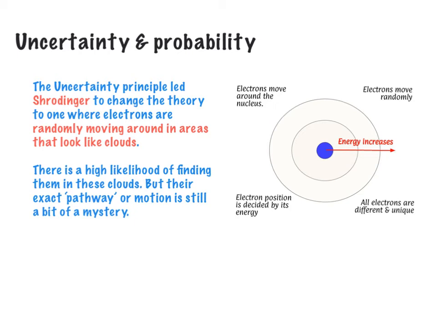Uncertainty meant that we knew electrons moved around the nucleus. We knew they moved randomly. We knew that electrons were unique and different. In other words, the electron that sits here is different from the electron that sits here. You can't have the same properties and all the same anything about them, otherwise they suddenly become the same thing. And they're so tiny, as we're going to find out, and that makes it really hard. And we know that the electron position is decided by its energy. All these things have come out.